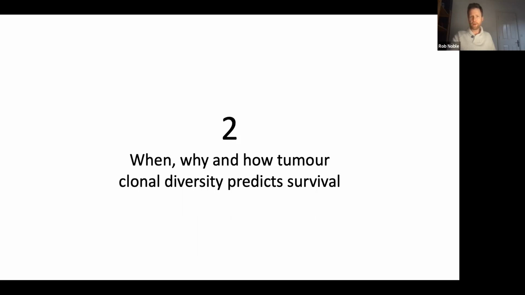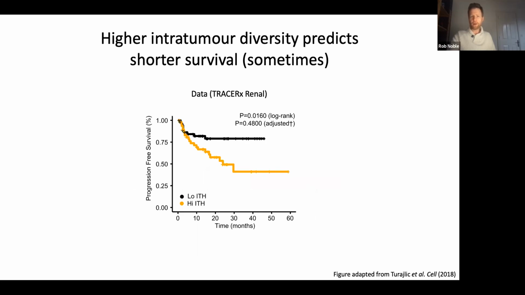So the other thing that I did with this model was look at consequences of intratumor clonal diversity. So again, this was a major objective of TRACERx, to look at whether intratumor diversity predicts shorter survival. So the idea is that if you have more diversity, you have potentially more aggressive types hiding in there somewhere, and this patient is going to have less good outcomes. And indeed, when they looked at their data in 2018, they found that this is true. If you just look at higher intratumor diversity, then you do find shorter survival.